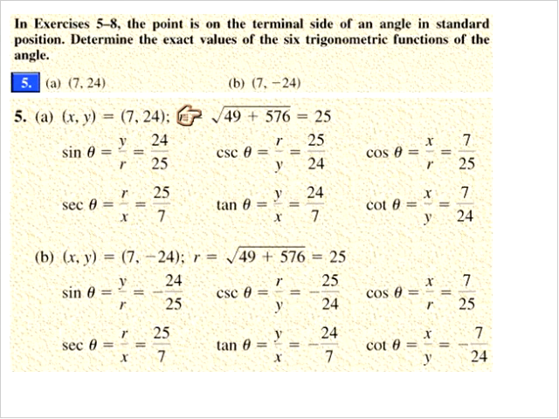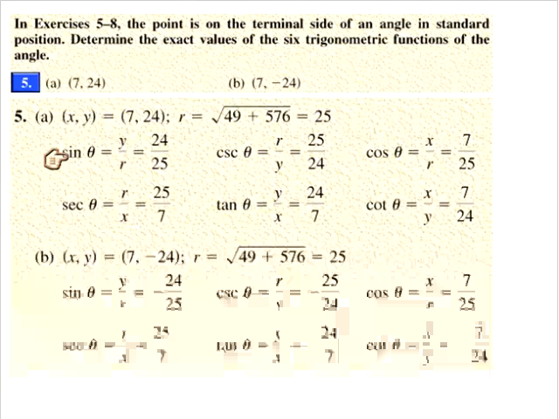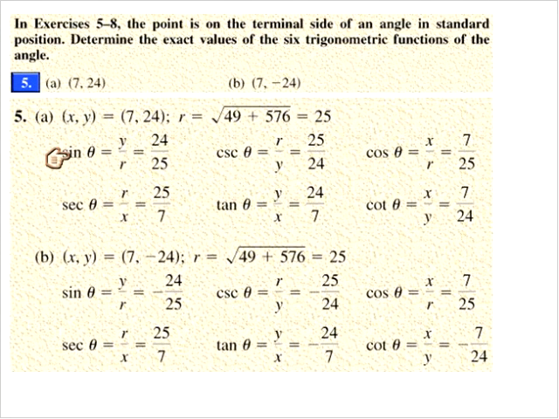And r is the square root of x squared plus y squared. So 7 squared is 49, and 24 squared is 576. So we add those together and we take the square root, we get r equals 25. So then basically we just have to find sine, cosine, tangent, and their inverses using the appropriate values here.